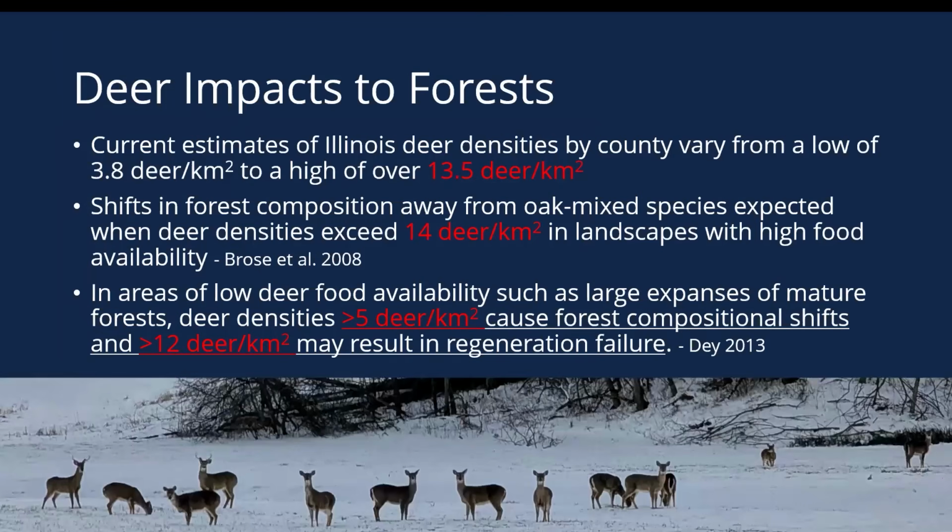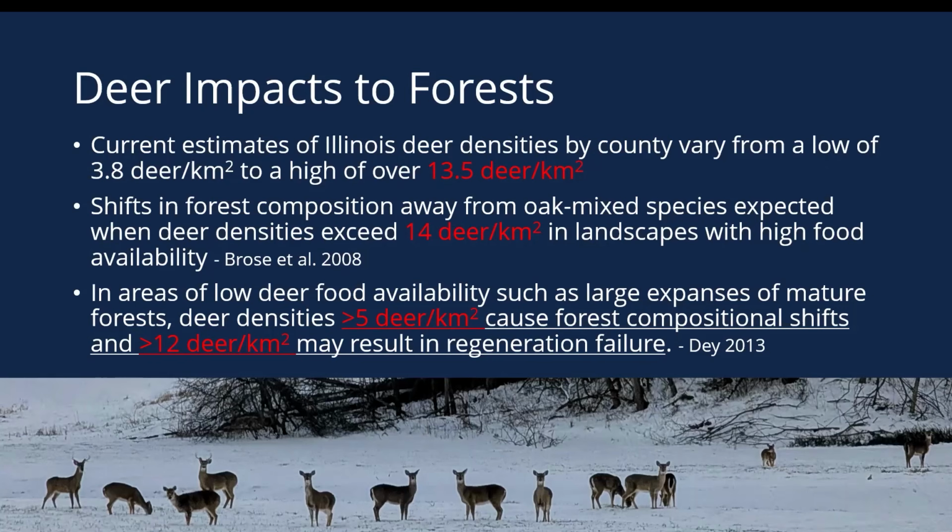And that's really important when it's forest, because there is a lot of research out there about how deer can impact oaks and impact forests in general. So the current estimates I could find about deer densities in Illinois by county vary. Some of the counties have a low of just under 4 deer per square kilometer, to some of the higher counties at 13 and a half deer per square kilometer.